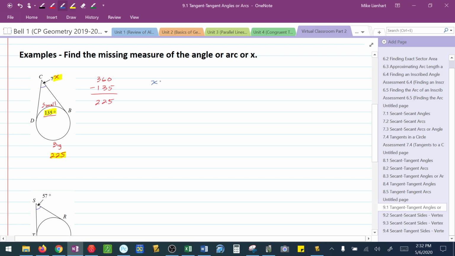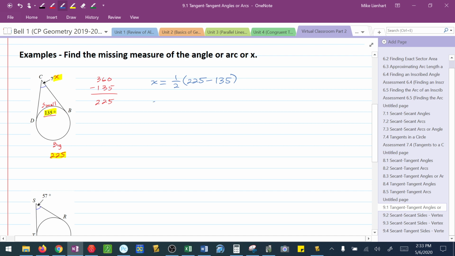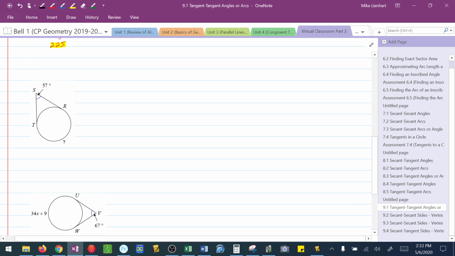All right, so here we go. I know that the angle is equal to half of big arc minus small arc. So if I grab my calculator and I take 225 minus 135, I get 90. So X is equal to half of 90, or X would be 45 degrees. Now, every scenario, whether I cover it in the video or not, can be looked at in this way.